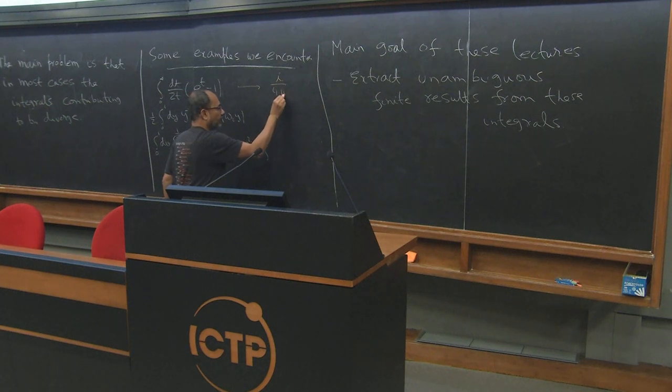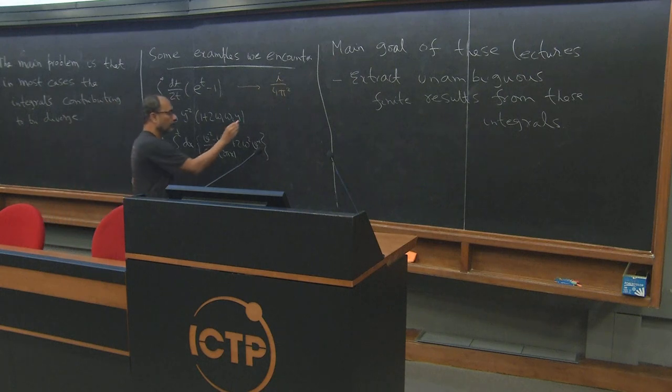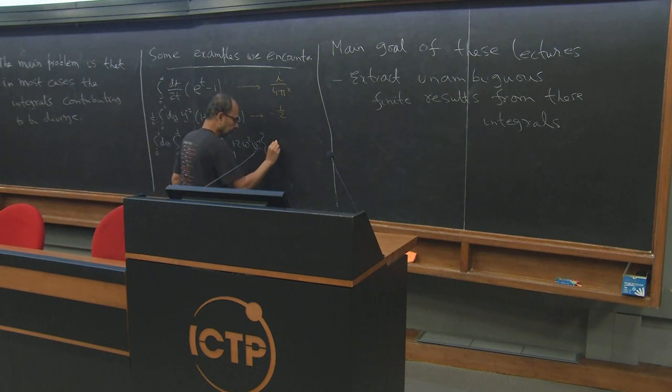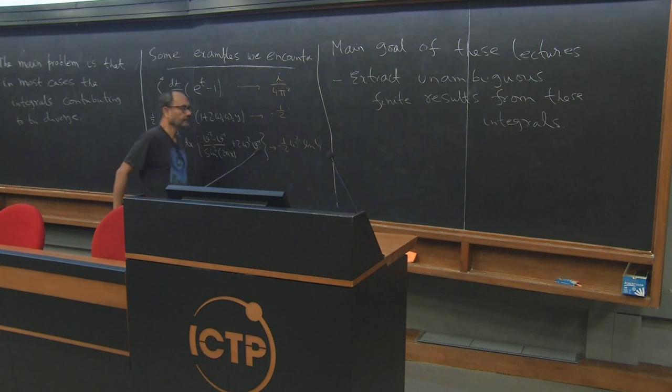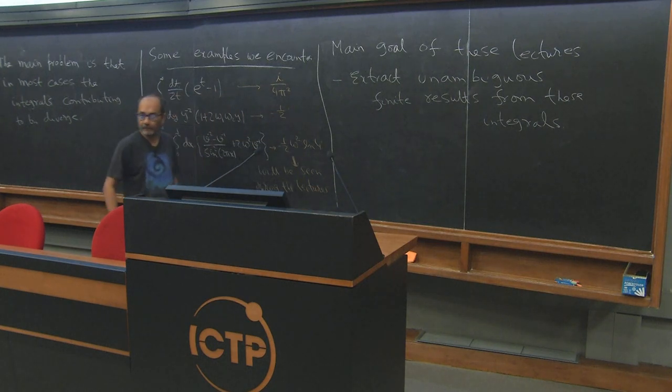will give you i over 4 pi squared. This will be minus half. And this will be minus half omega squared log 4. Okay, so these will be seen during the lectures. I'm just writing down these answers so that we know what we are aiming for, right?